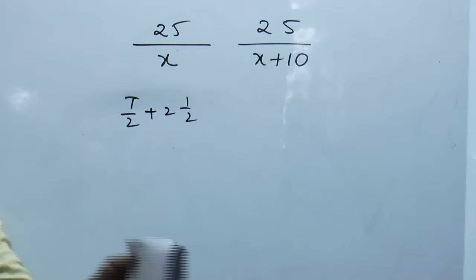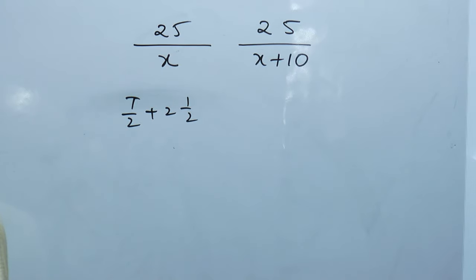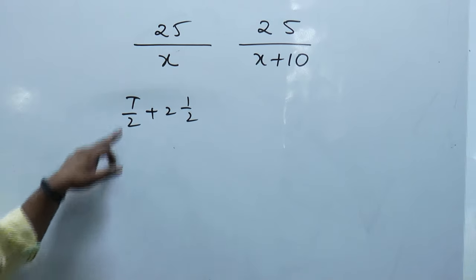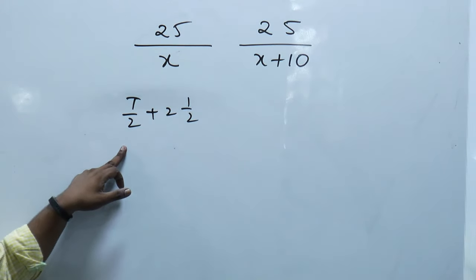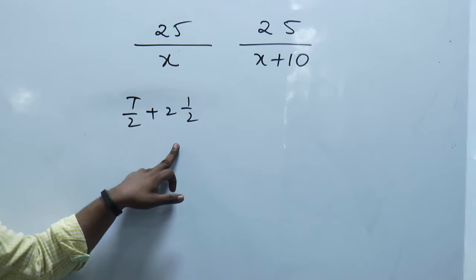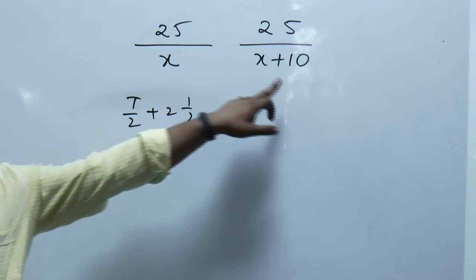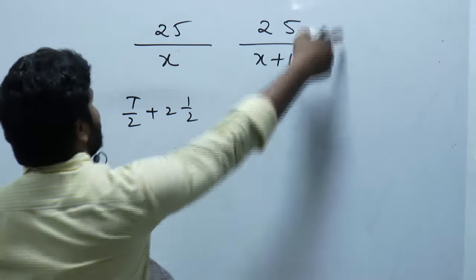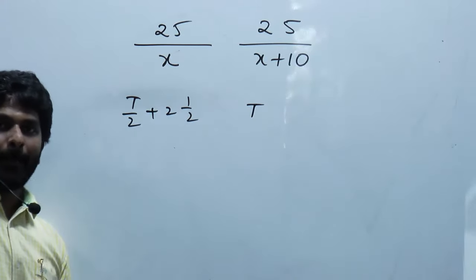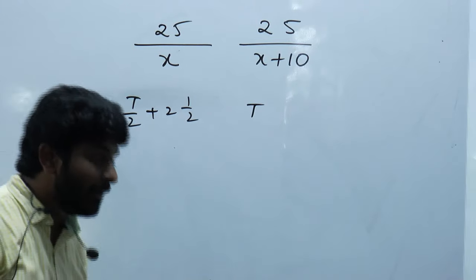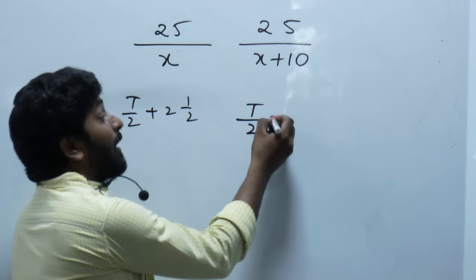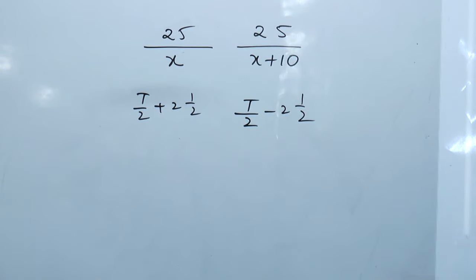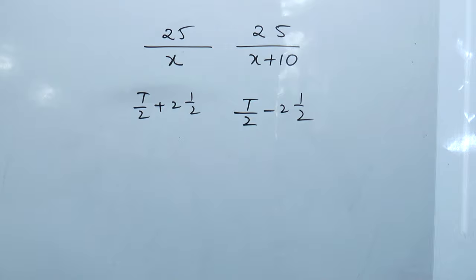To cover 50 kilometers, if he takes t hours of time, to cover half of the distance he must take half of the time, which is t by 2. But he was late by 2.5 minutes. And to cover this up, he increased his speed. So what should be the time taken in this particular case? Can you guess? t by 2 minus 2.5. Then only that will be equal to t.